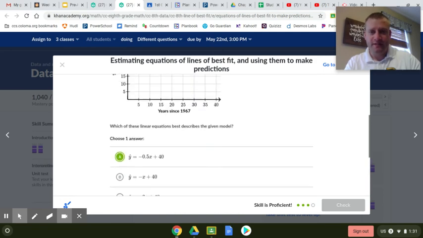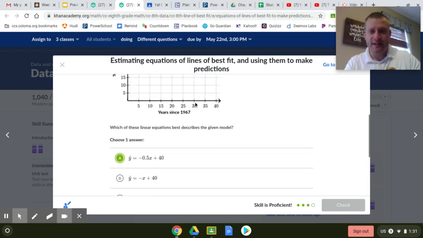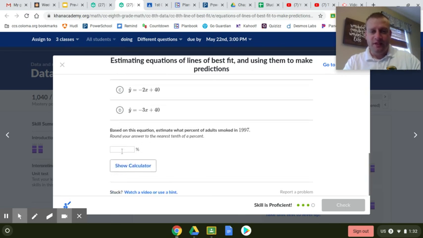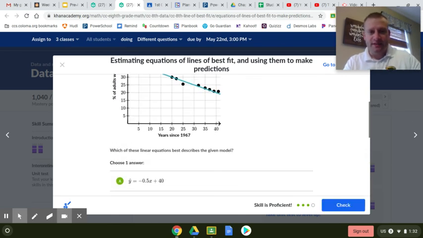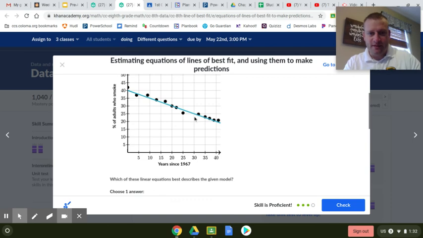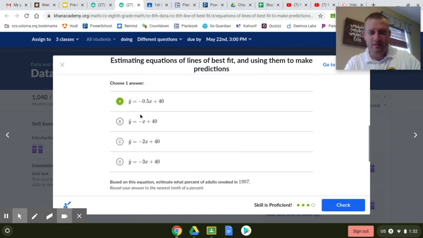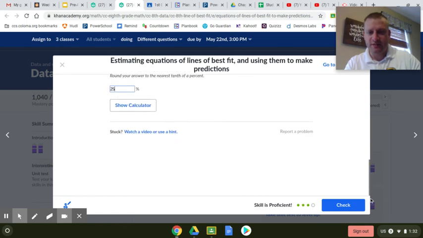And then 1997, how many years past 1967 is that? 30. So I want to plug 30 in. -0.5 times 30. If you struggle with mental math, you grab a calculator, you calculate that. You're going to get -15. -15 plus 40 gives us about 25%. If we go back up and look, hey, at 30 years, the model is suggesting 25% of adults are smokers.